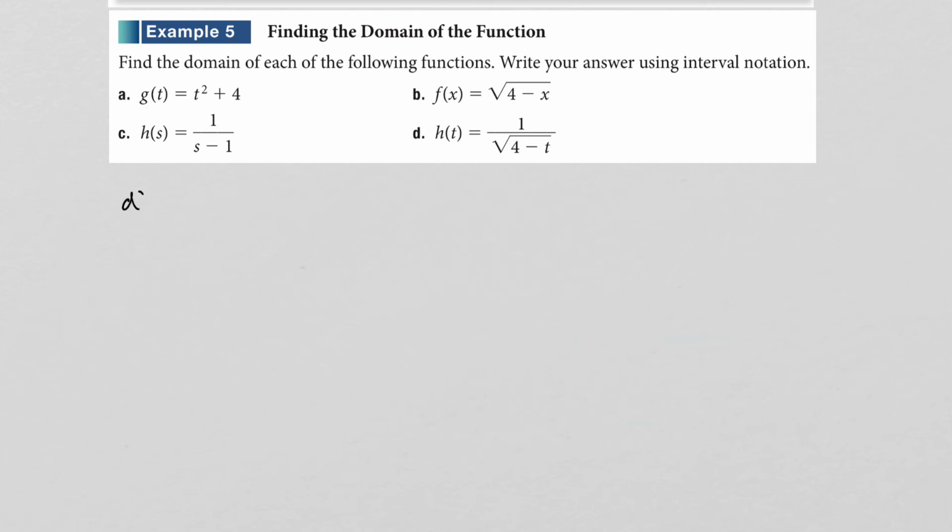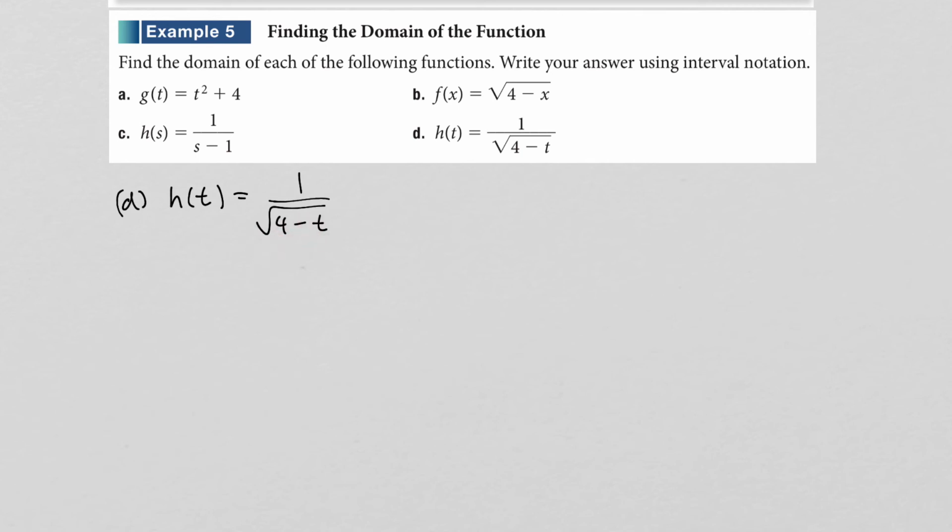And for the final one here, we have the function h of t is equal to 1 over the square root of 4 minus t. Now, I mentioned that I was going to show you an algebraic way to do part B. I didn't do that, but I'll do it for part D instead so that we can see a more efficient way for doing this problem. Okay, so let's take a look at what the function is here. 1 divided by square root of 4 minus t.